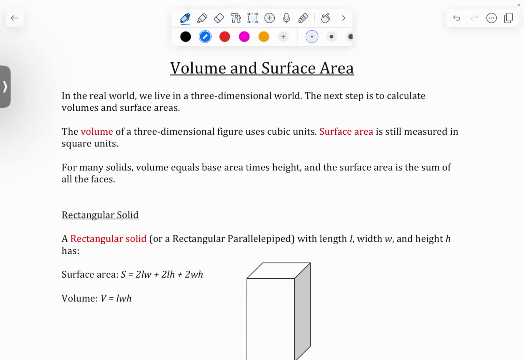And while we have equations for a few of these, mostly remember that the general concept of volume is going to be the base area times the height. That's how you get to volume. You find the area, because we're way better at finding areas, and then multiply it by the height or depth or whatever you want to call it in order to get the volume of that figure.